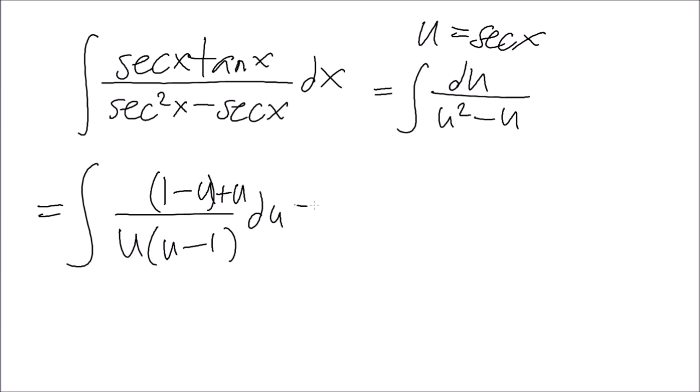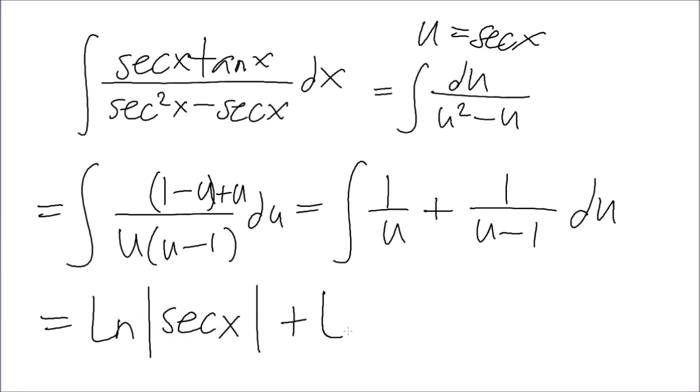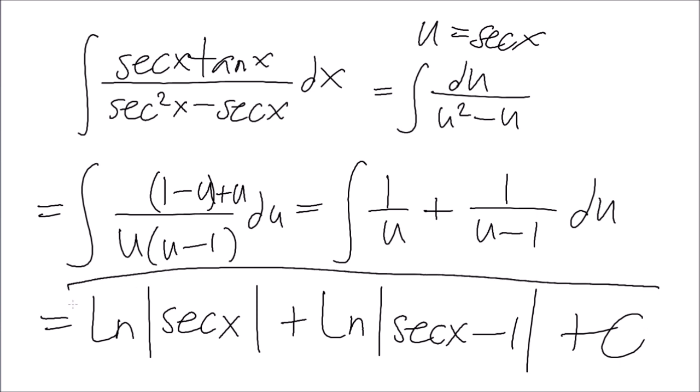So we end up having 1 over u plus 1 over u minus 1 du. And now this gives us ln of u, which is secant of x, plus the ln of u minus 1, which is secant x minus 1. And that is our answer.